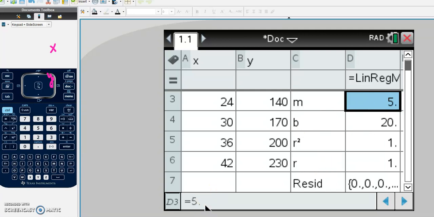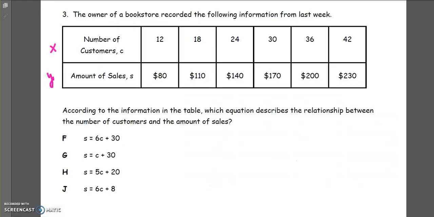If we go back to our worksheet, let me write that down real quickly. My M was 5, and my B was 20. So we're looking for S equals 5C plus 20. And we can see that we have it right here at H.